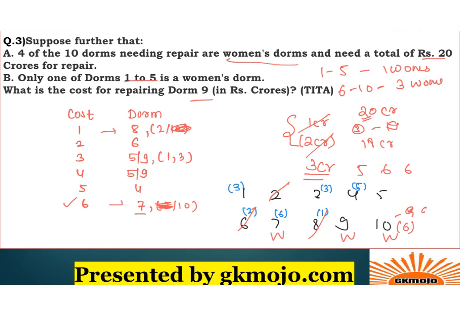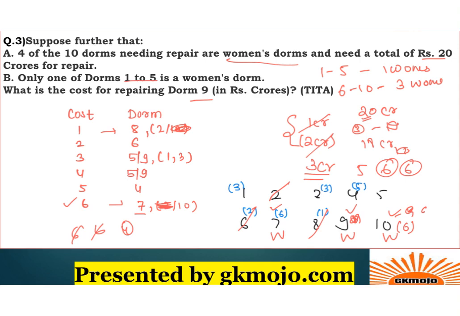Now, since this 7 is 6 and this 10 is also 6, so 12 crores are occupied now, 8 crores are left. So the remaining 2 dorms should account for 8 crores and 9 should be one of them, right? So now if we consider the cost of 9 to be 4, we are left with 4 because 6 and 6 are taken, and we have assumed 4 for 9. So this is a total of 16 crores and 4 crores more is left, but that is not possible because only one dorm has 4 crores, not 2 dorms. So 9 cannot be 4, right?